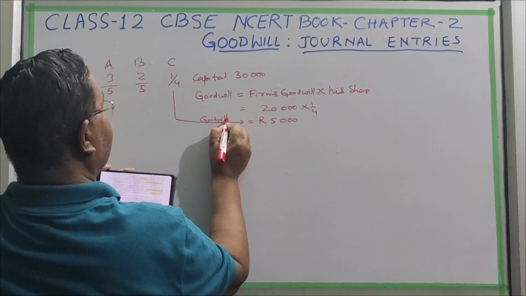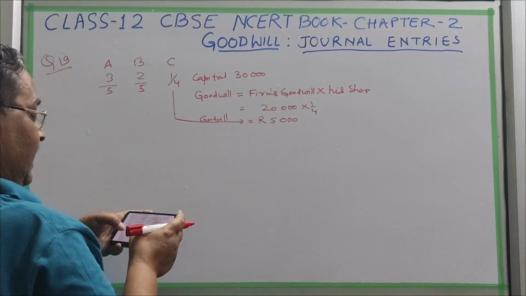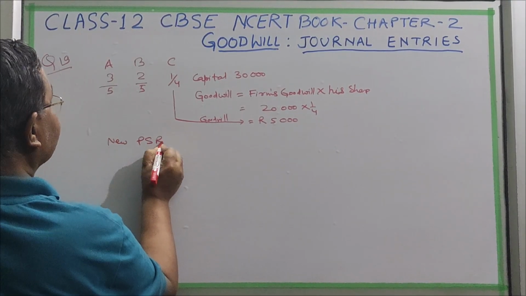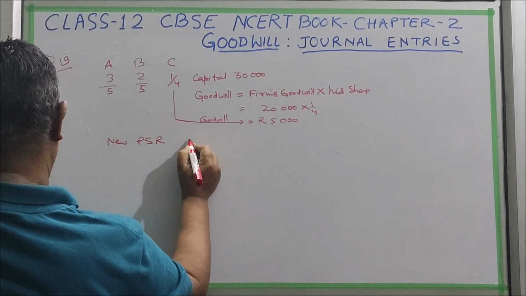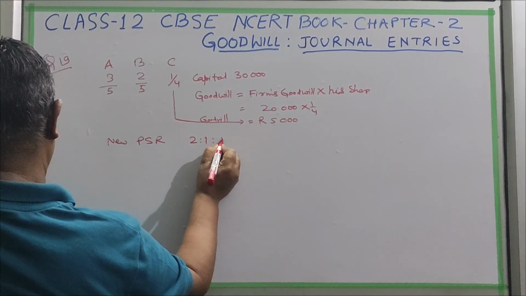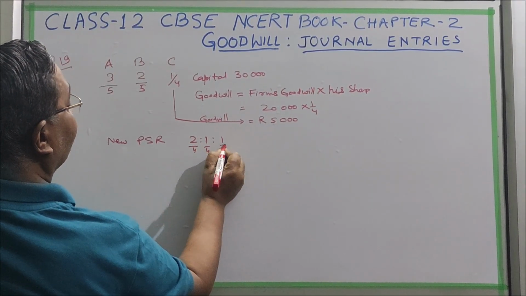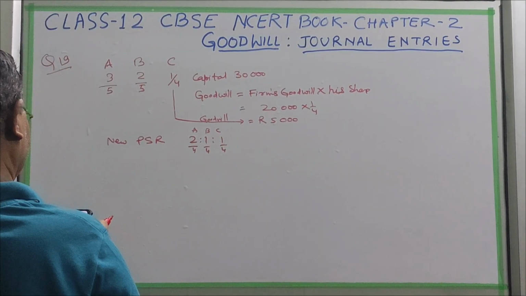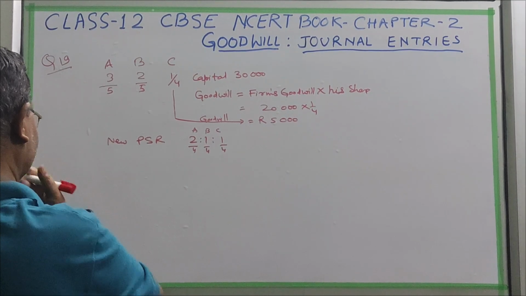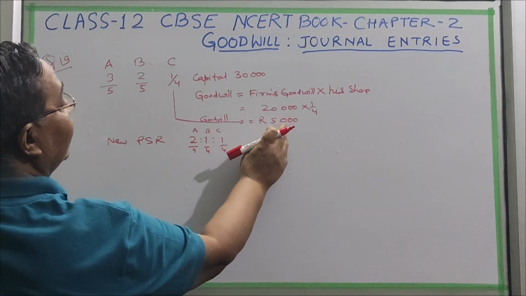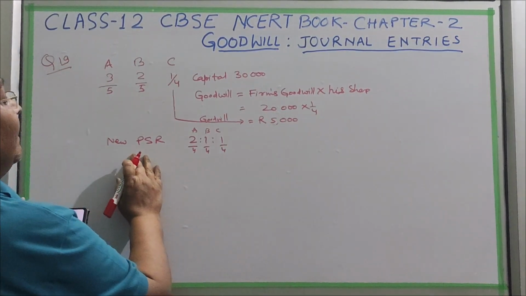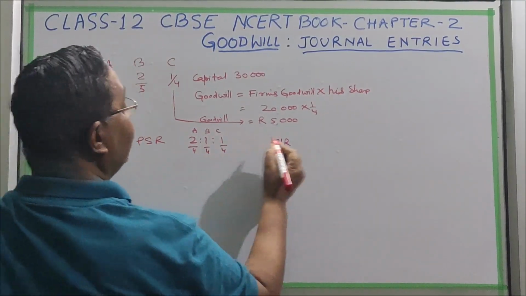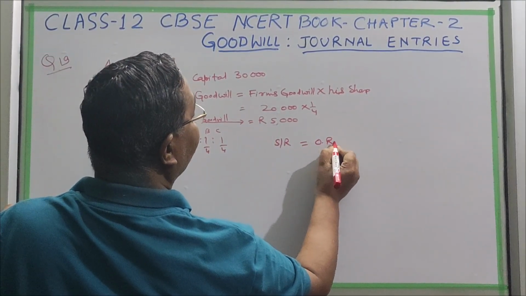Okay. Now the new profit sharing ratio is given. The new PSR is 2:1:1, meaning 2/4, 1/4 and 1/4 for A, B and C. A and B withdraw their share of goodwill. To divide this goodwill, you have to find the sacrifice ratio. Sacrifice ratio is equal to old ratio minus new ratio.